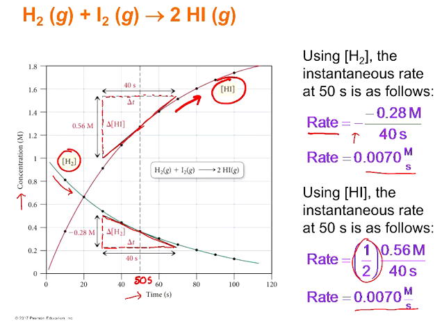So again, there is a difference between the average rate and the instantaneous rate, and the average rate can be pretty equivalent to the instantaneous rate, but the time period that you're looking at should be really small in order for that to be true.